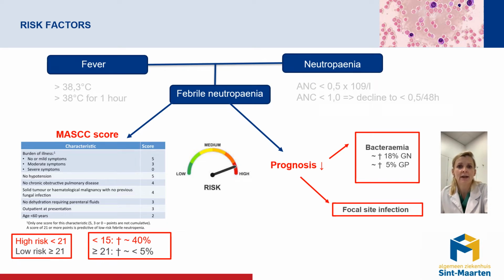You can estimate the mortality based on the MASCC score, and the MASCC score or index can be used to identify whether your patient is a high or low risk. When the score is less than 21 points, so it's based on a point system, your patient is a high risk. And you see when the MASCC score is less than 15, there is a mortality rate of 40%. Finally, in the case of febrile neutropenia, prognosis is worse when there is a gram-negative bacteremia and when there is a presence of a focal site infection as a pneumonia or cellulitis, etc.